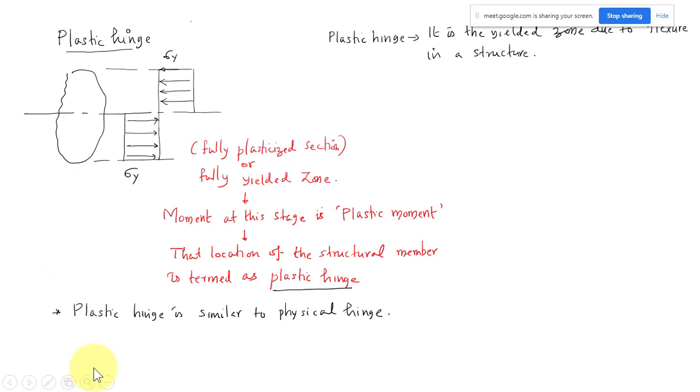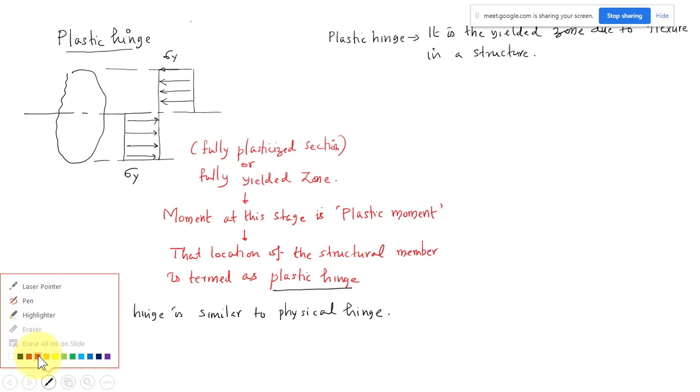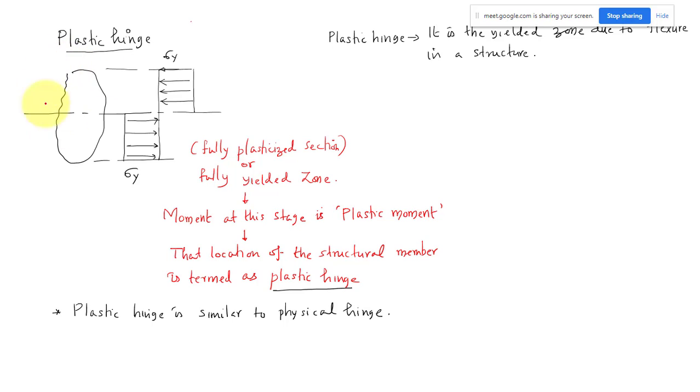Now we have seen this is the plastic state. This is my cross section, and this is my plastic neutral axis. This is my stress distribution in the plastic stage. This is known as the plastic state, or you can also call it a fully plasticized section, because the entire section, each and every fiber in this section, has reached the stress level equal to yield stress. You can also call it the fully yielded zone.